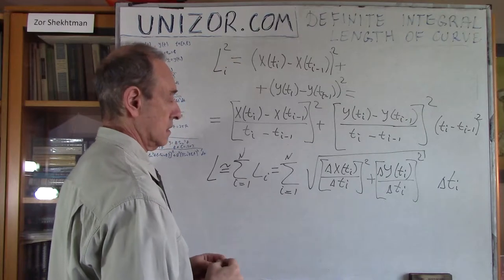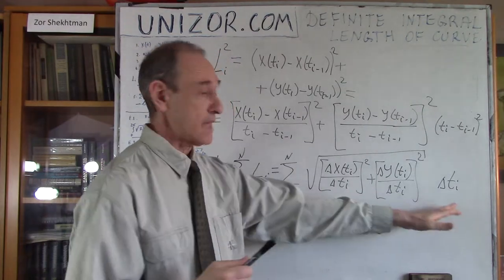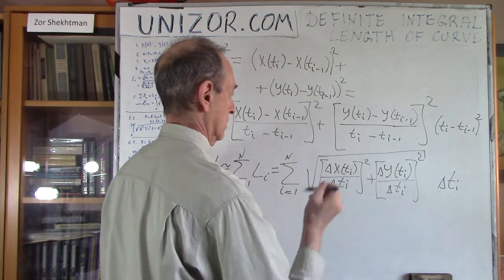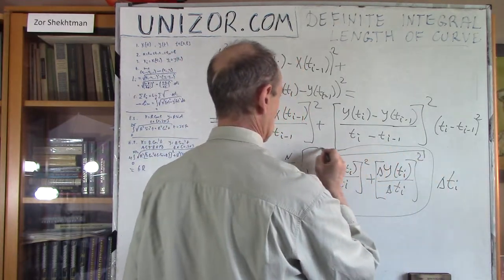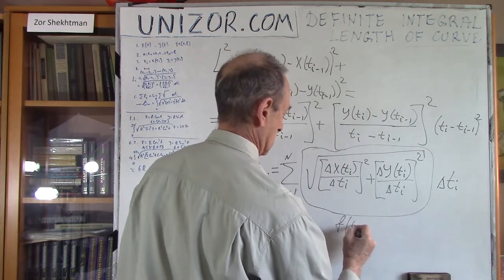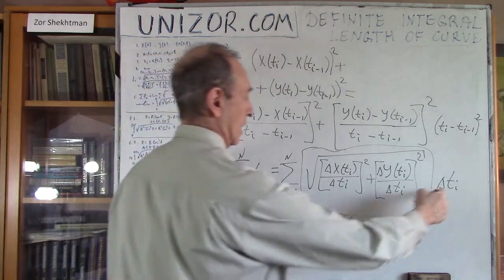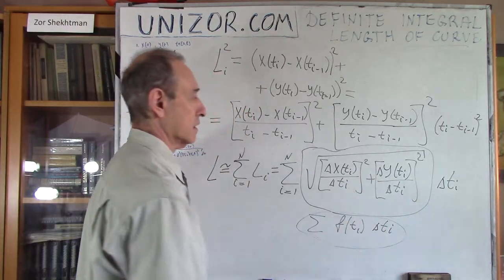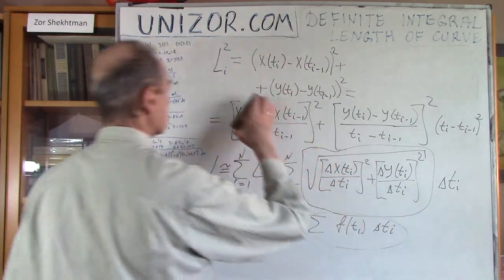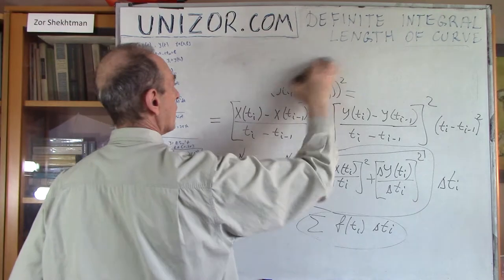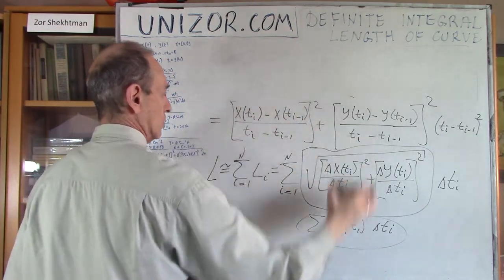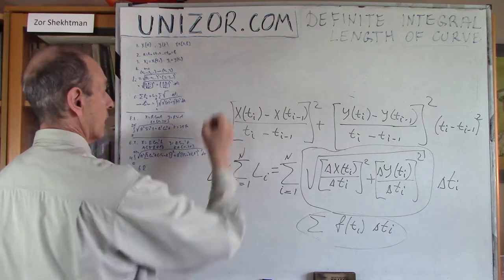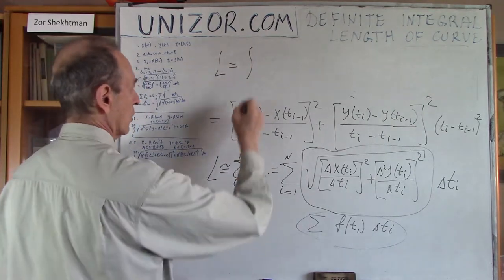So, now this is actually a Riemann sum, if you remember the definition of the definite integrals. This is a function, some kind of a function, and this is the delta ti, and we are summing them. This is the definition of the integral. Which means that as n goes to infinity and the length of the largest interval diminishes to zero, the limit of this is equal to the real length, which is equal to the integral from a to b.